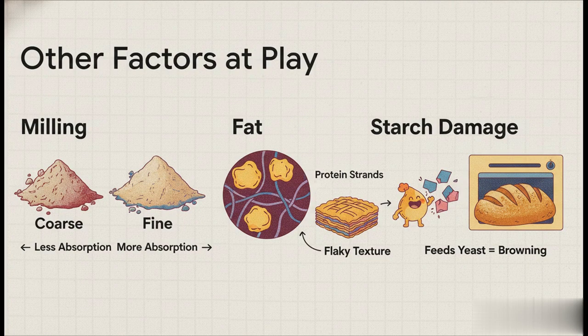The way the flour is milled affects how much water it can absorb. Fat, like the butter in a pie crust, is a secret weapon. It coats the proteins to stop long gluten strands from forming, which is exactly how you get that perfect flakiness. Even something called starch damage plays a role. It's not a bad thing. It's actually food for yeast, and it helps you get that beautiful brown crust.